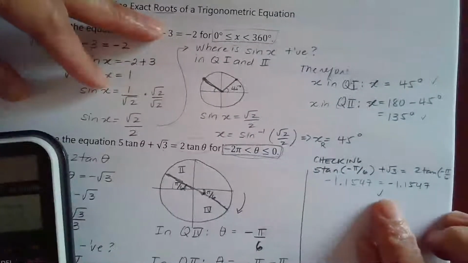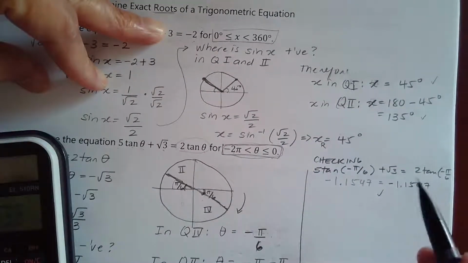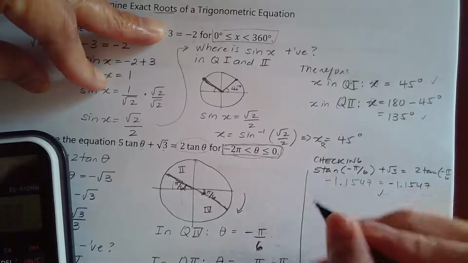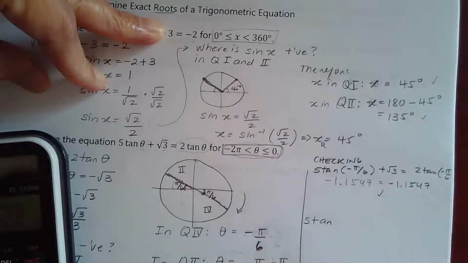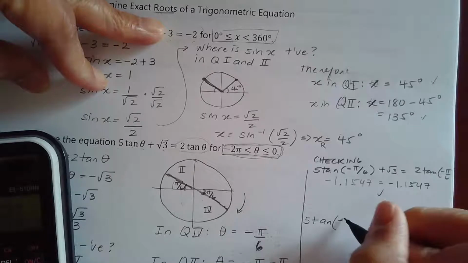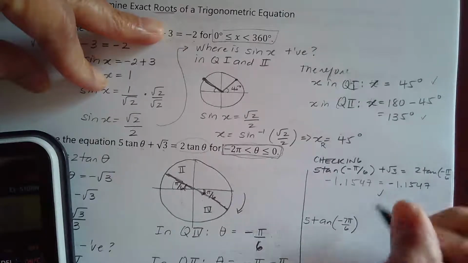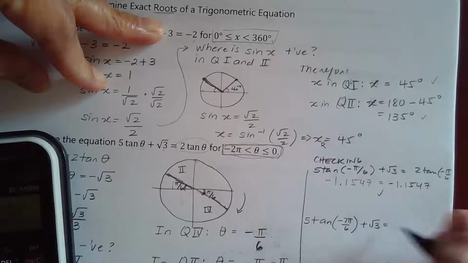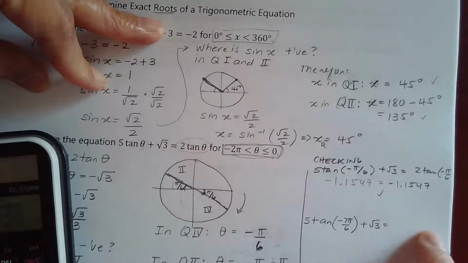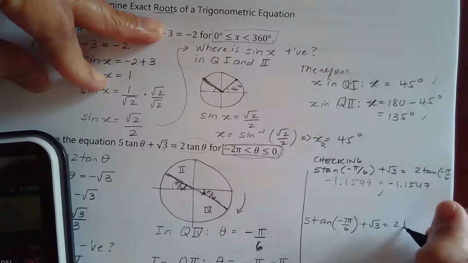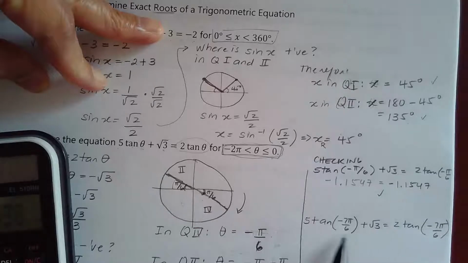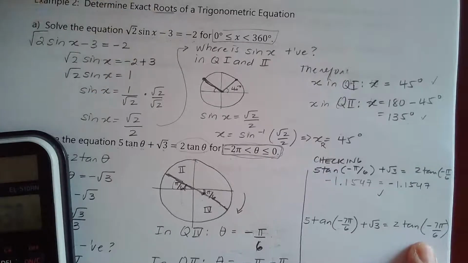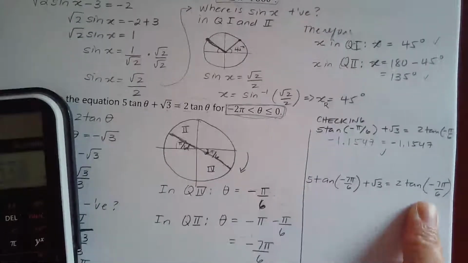Sorry you can't see that. There you go. Now I'm going to check the other one. I'm going to check negative 7 pi by 6. 5 times tan of negative 7 pi by 6 plus root 3, and whatever that is, it should equal 2 times tan of negative 7 pi by 6. So let's see this, and we can write down our solution.